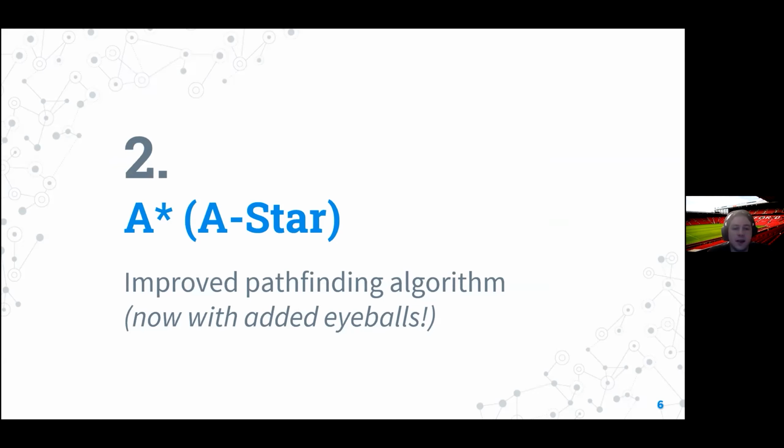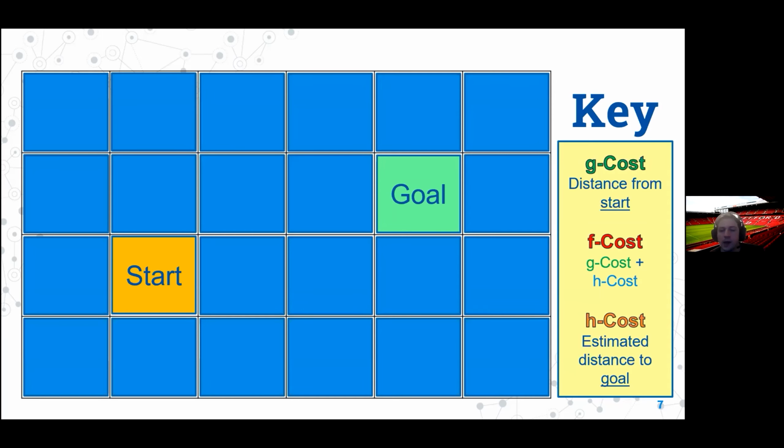So let's now have a look at A star. This is the main part of our talk today. This is the new and improved pathfinding algorithm, now with added eyeballs. So let's have a look at how it's different from Dijkstra's algorithm. It's still going to look around itself, but we're going to give it a little bit of new information. And don't worry, I'll explain why this is the case later on.